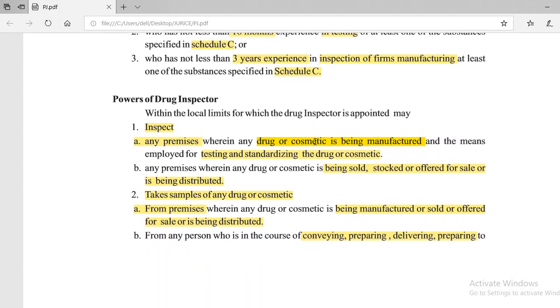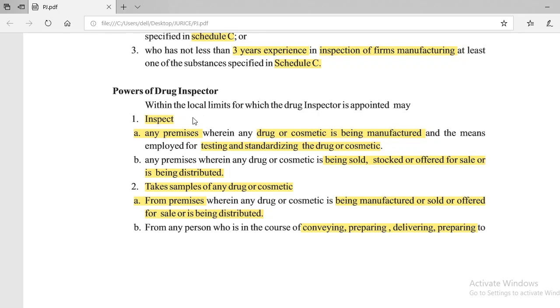Now we will move towards the powers of the drug inspector. As the name implies, an inspector should inspect something. First, the power of the drug inspector is to inspect any premises wherein drugs or cosmetics are being manufactured, and the means employed for testing and standardizing the drug or cosmetic. Any premises where the drug is manufactured, or where testing and standardization of that drug or cosmetic is carried out, the drug inspector can inspect at any time.